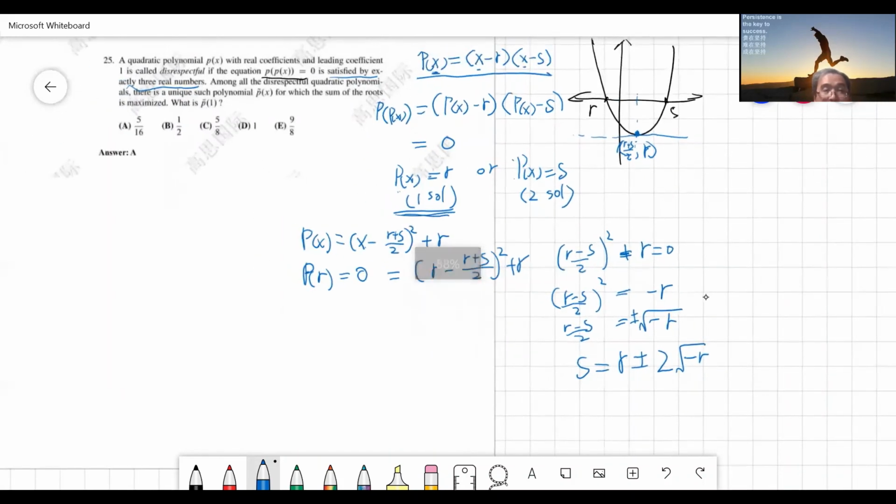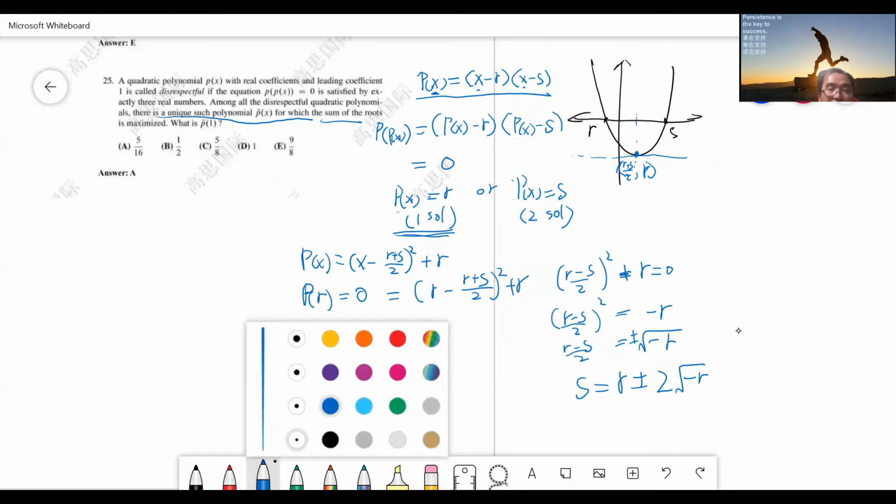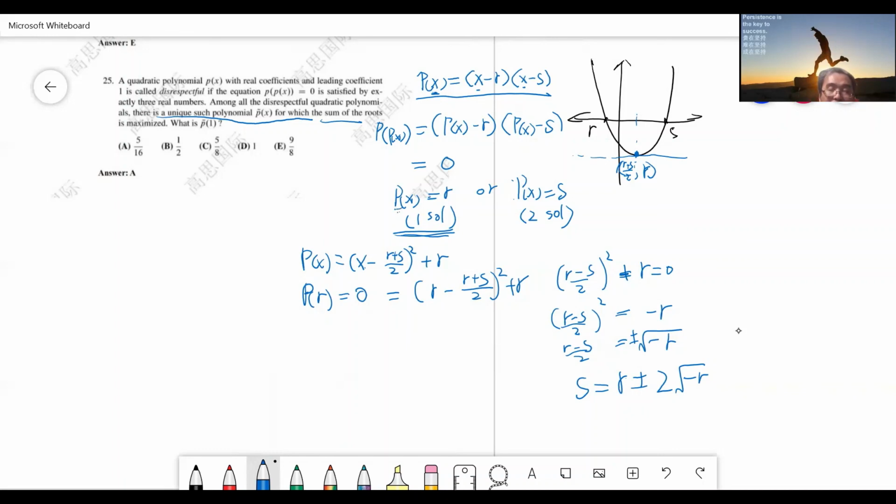Right. So now we're going to look at another situation. Among all these, there's a unique pair such that for the polynomial P(x), the sum of all the roots is maximized. So we don't know what the sum of the roots is yet, right? So we can look at here. So we have P(x) equal to r. So we're going to write this out, right?